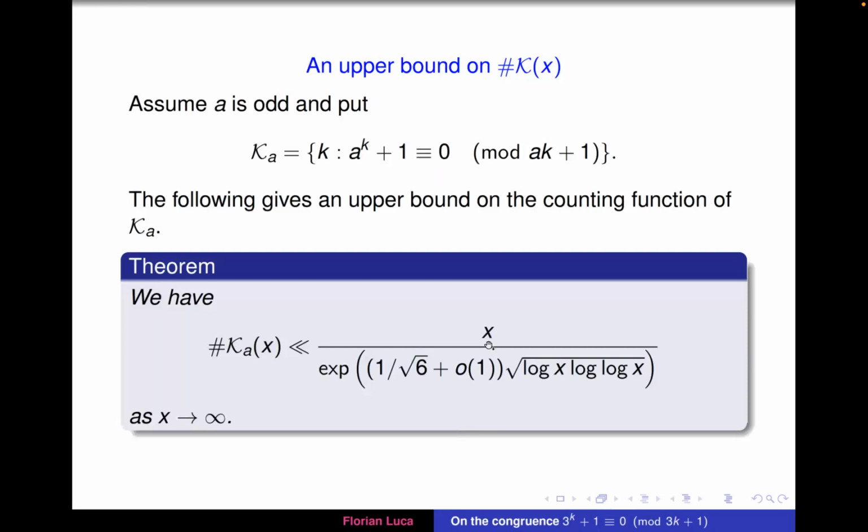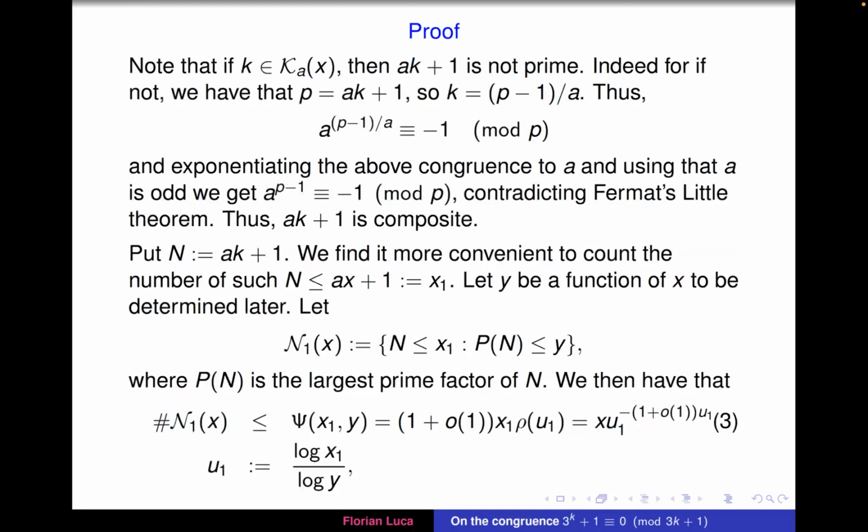You get something much smaller than the primes, because the primes are x over log x, and the log is the exponential of the double log, and this one is x over the exponential of a constant square root of log double log. So this would be the last result that I will show you, and I will give you a proof of that. So basically, because A is odd, again, you get the phenomenon that you cannot have ak+1 to be a prime.